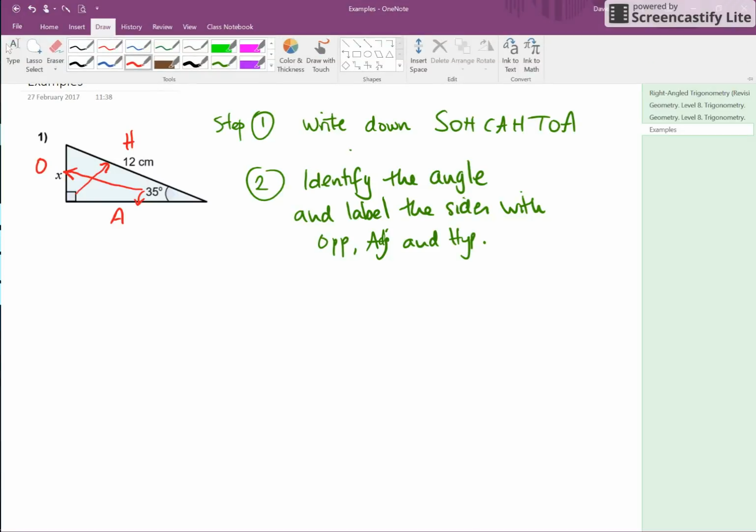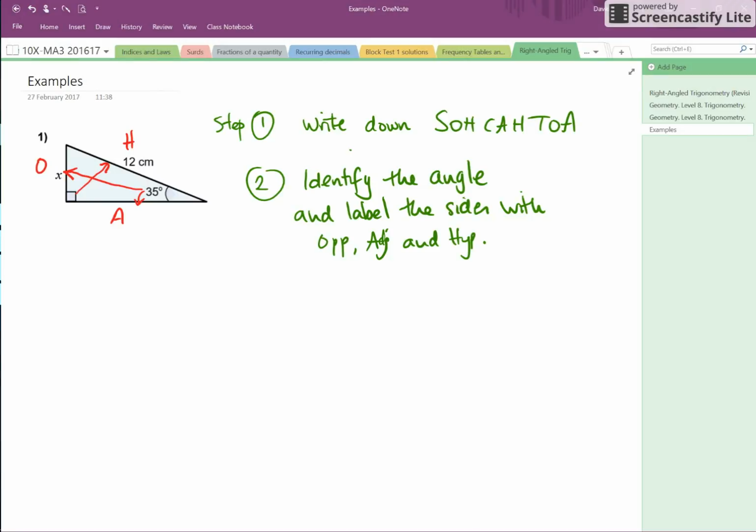Okay, so when I've done that, step 3, I'm going to tick the known and unknown sides. And the unknown side is the one that we want to find, and the known side is obviously the 12. So what do we know?